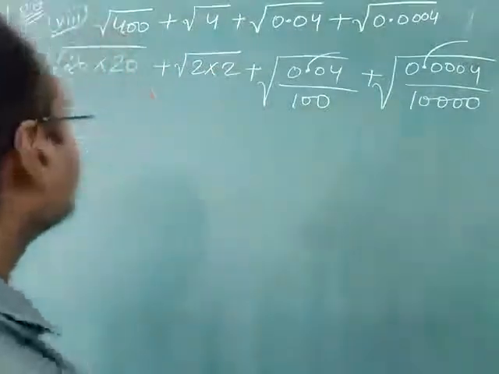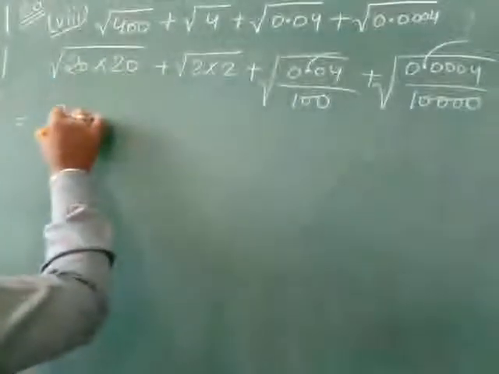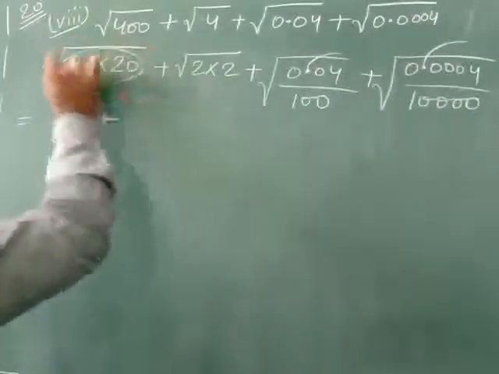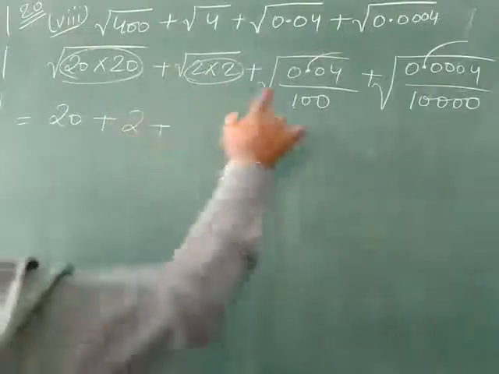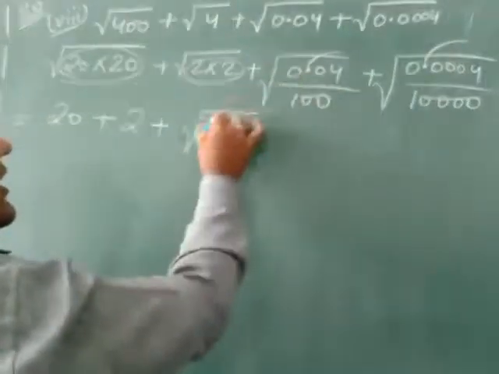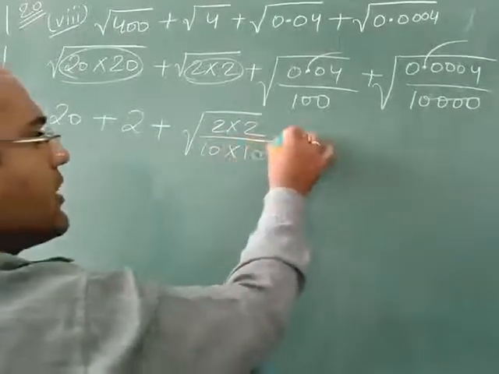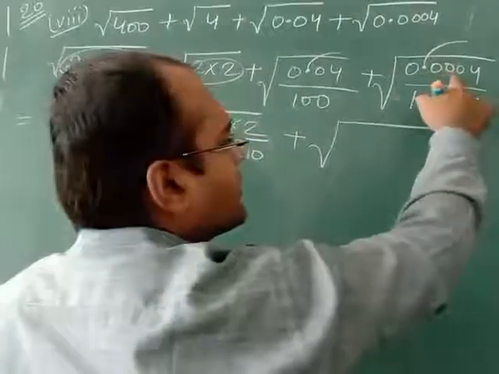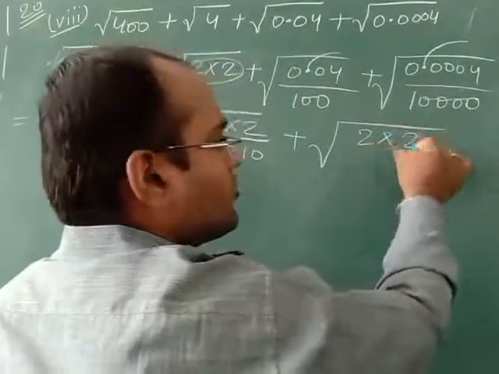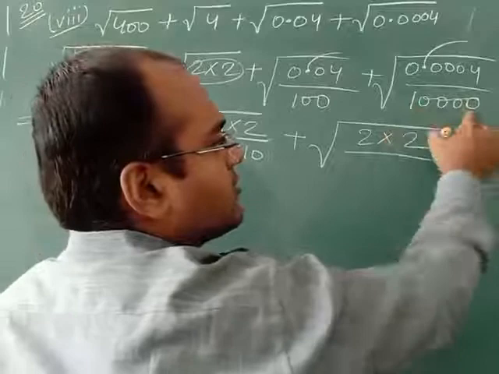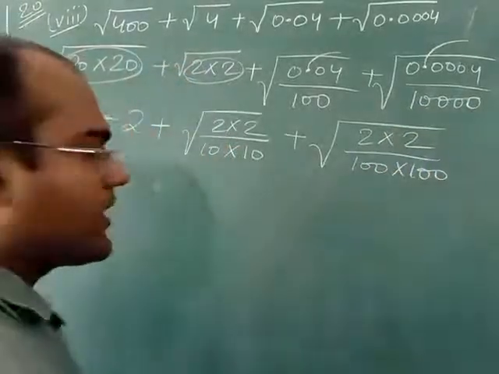Now what you have to do? Remove this square root. When we remove the square root, answer will be 20. These two numbers we have to write 1 time. These two numbers also we have to write 1 time. 4 we can write as 2 into 2. 100 we can write as 10 into 10. In the same way we will do here. These zeros do not have any value. So this 4 is 2 into 2, and this is 10,000, so we will write it as 100 into 100.